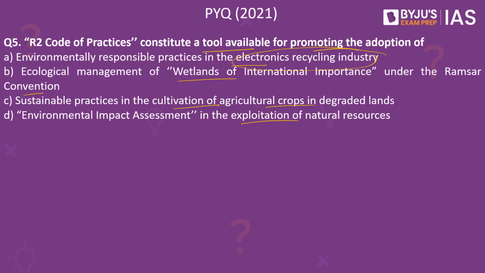This happens to be a previous year question from the year 2021. So basically R2 here stands for Responsible Recycling. So we have responsible, we also have recycling, which is why it is called R2 Code of Practices. The R2 Code of Practices is basically one of those practices wherein the electronics recycling industry is governed, developed by Sustainable Electronics Recycling International.